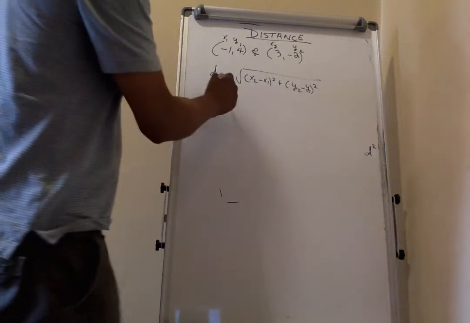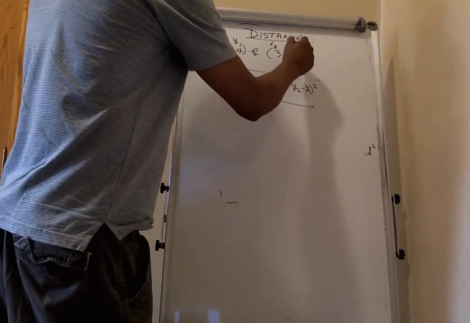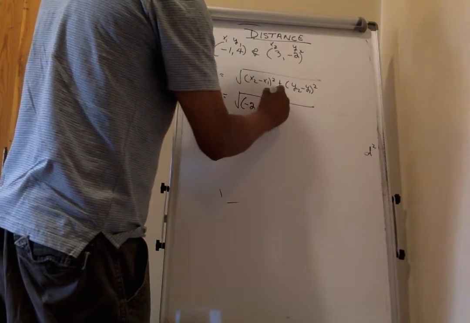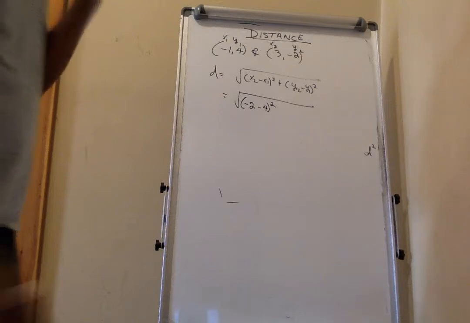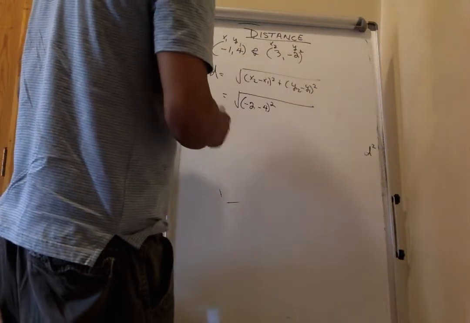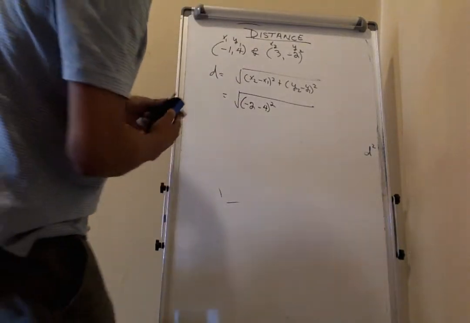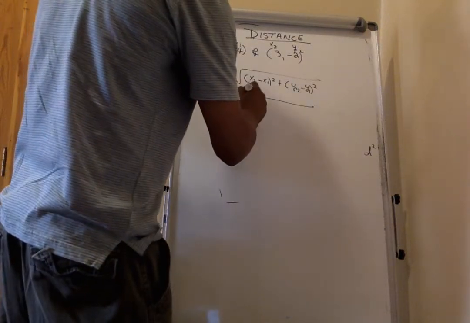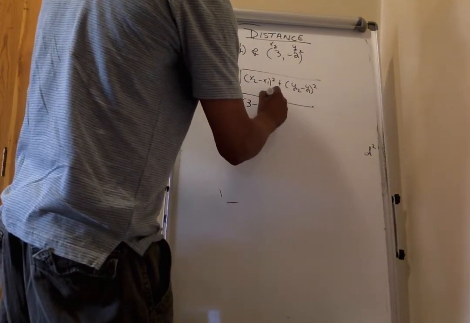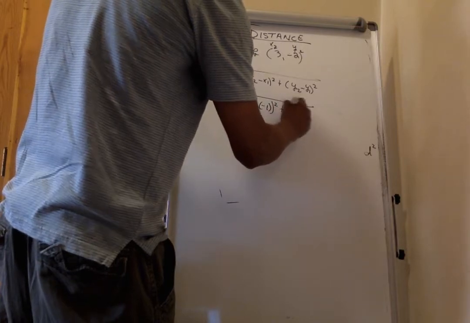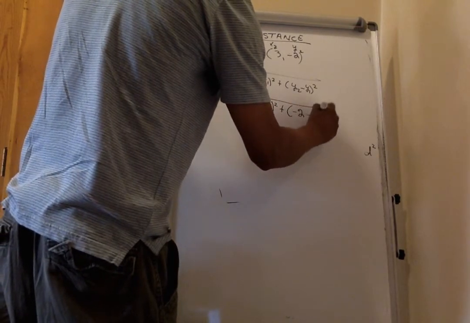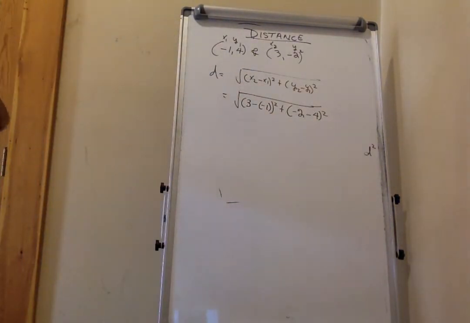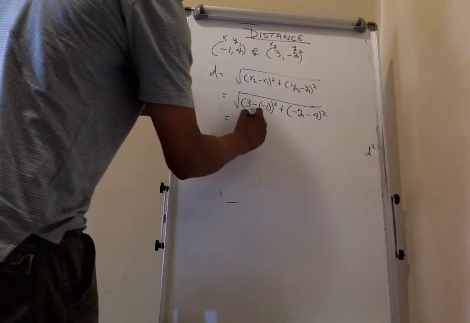All you need to do is just simply plug in. y2 minus y1 would be -2 minus 4 squared, right? And then I don't want to confuse you. So x2 minus x1 squared. So let me use 3 minus negative 1 squared plus negative 2 minus 4 squared. Okay. Make sure to link the y2 to y1, not to x1, and the same also to the x.